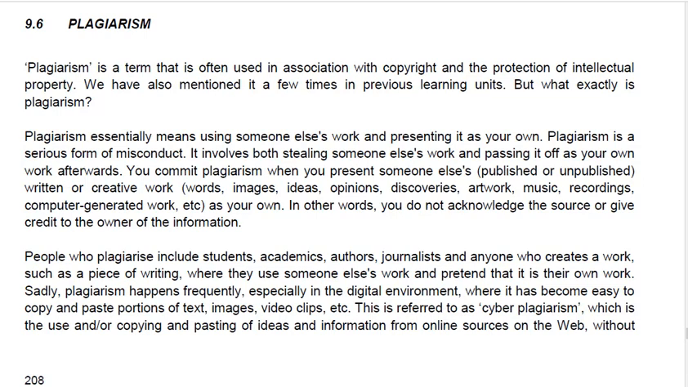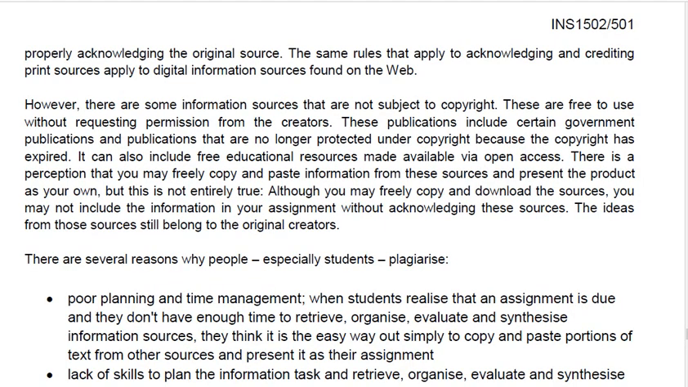This is referred to as cyber plagiarism, which is the use and or copying and pasting of ideas and information from online sources on the web without properly acknowledging the original source. The same rules that apply to acknowledging and crediting print sources apply to digital information sources found on the web. However, there are some information sources that are not subject to copyright.